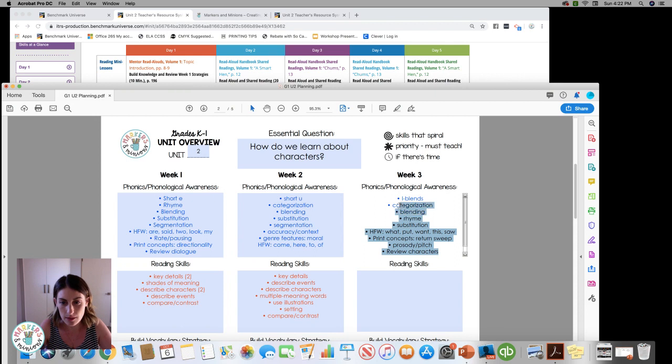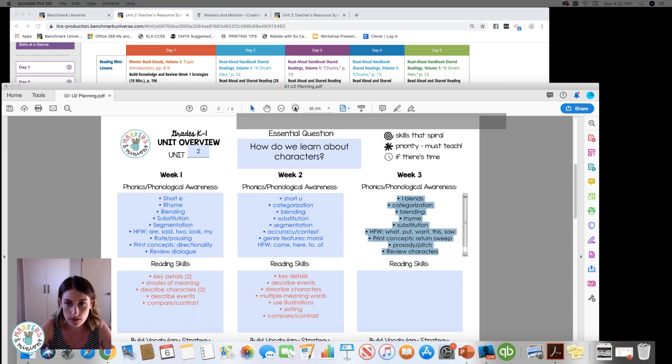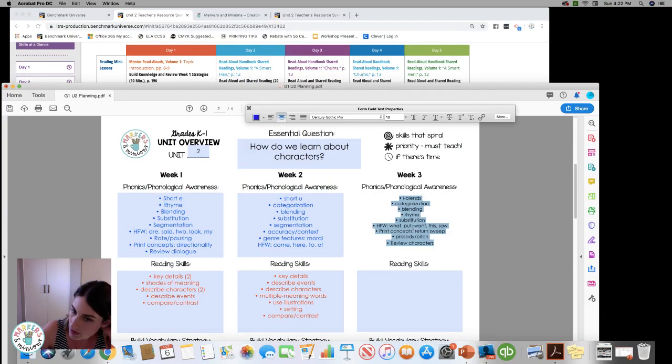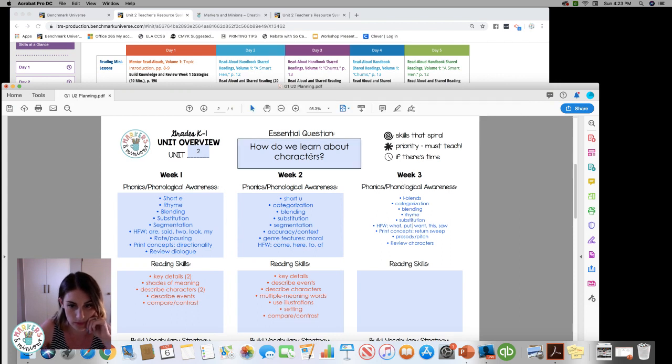Okay, side note, if you're typing your plans in, if you're on a Mac, Command E, PC, Control E brings up your properties bar where it looks like this, where you can change the size, so that when you print it out, it's all fitting in your box.